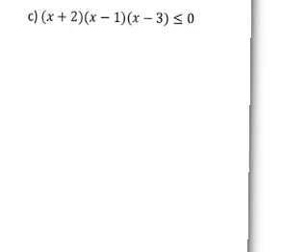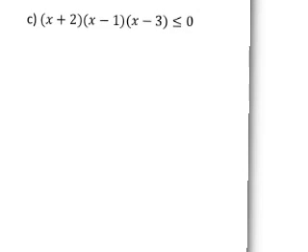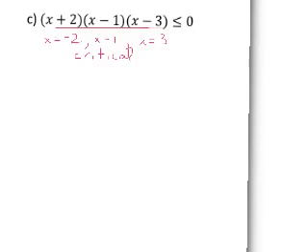Okay, the last one I put in because it's already somewhat done for us. It's in factored form, and when I see that, I'm happy. I'm like, okay, the work's already been halfway done. So all I need, since it's in factored form and it's already less than or equal to 0, I just need critical points. So x equals negative 2, x equals 1, and x equals 3 would be my critical points. That's the place where it equals 0. And they would be included because it's less than or equal to.